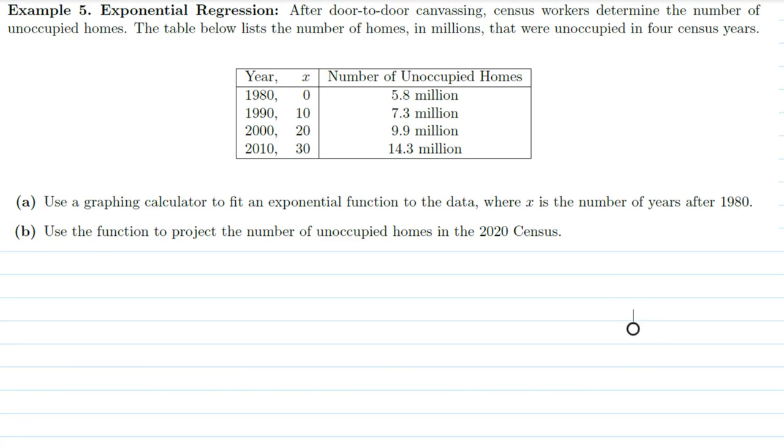So after door-to-door canvassing, census workers determine the number of unoccupied homes. The table below lists the number of homes in millions that were unoccupied in 4 census years. So 1980, 1990, 2000, and 2010. So we're going to use 1980 as the year 0. So we have the corresponding input 0, 10, 20, and 30. And the number of unoccupied homes is 5.8, 7.3, 9.9, and 14.3. So this is going to be my L1s, and this is going to be my L2s.